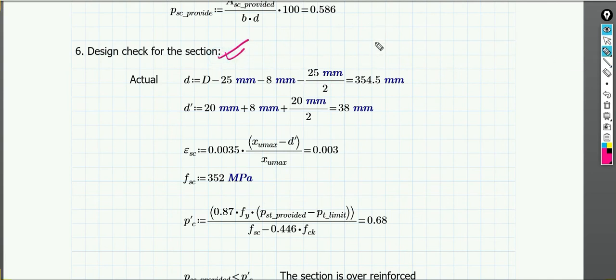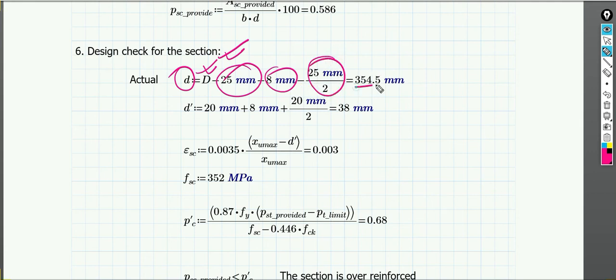But during all our assumptions, we have seen that in the subsequent stages we have either changed the diameter of the bar or changed certain things. But finally, while actually checking, we have to find out the actual effective depth as well as the actual stress in the steel. So let's find out the actual effective depth, which is capital D, the overall depth, minus the clear cover, minus the diameter of the stirrup, minus half of the bar diameter of the main bars.